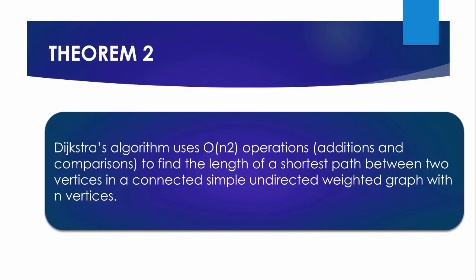Because we use no more than n-1 iterations, each using no more than 2(n-1) operations, we have Theorem 2. So Theorem 2 is basically saying Dijkstra's algorithm uses O(n^2) operations, additions and comparisons, to find the length of a shortest path between two vertices in a connected, simple, undirected weighted graph with n vertices. And this is really an expensive time.